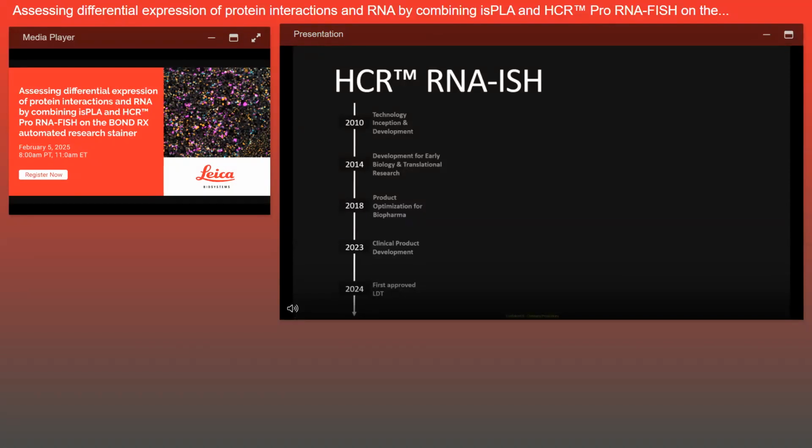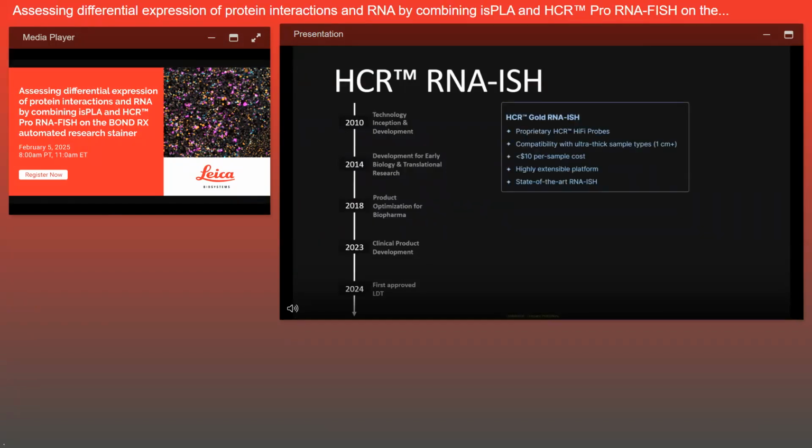In 2018, we fully spun out as our own independent entity, still developing kits for our DevBio users and other academic collaborators across the country. In 2023, though, is when we officially launched our kits for use on autostainers like the Leica Bond RX, targeting our biopharma users. And in 2024, we actually have our first approved LDT.